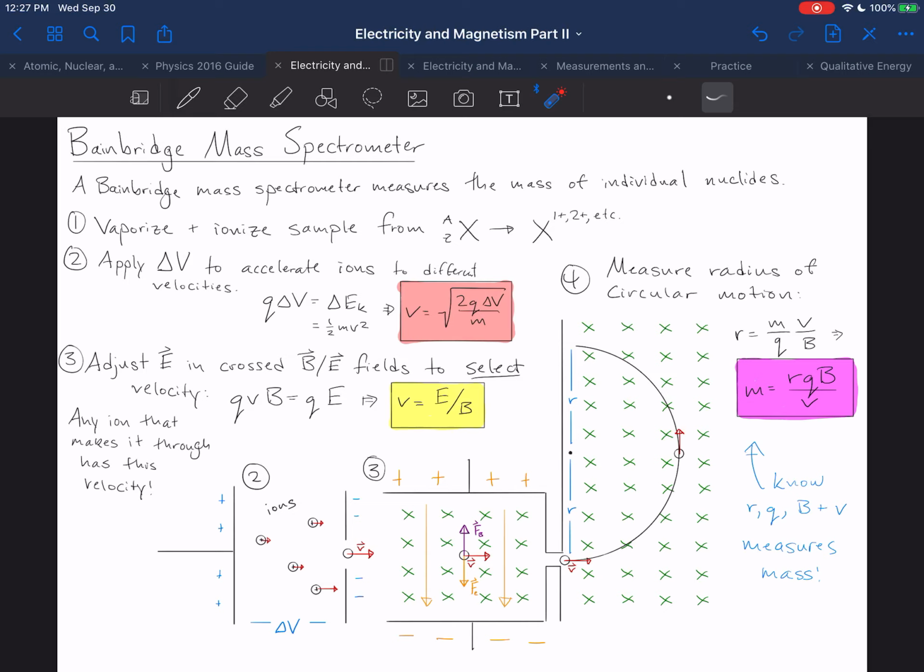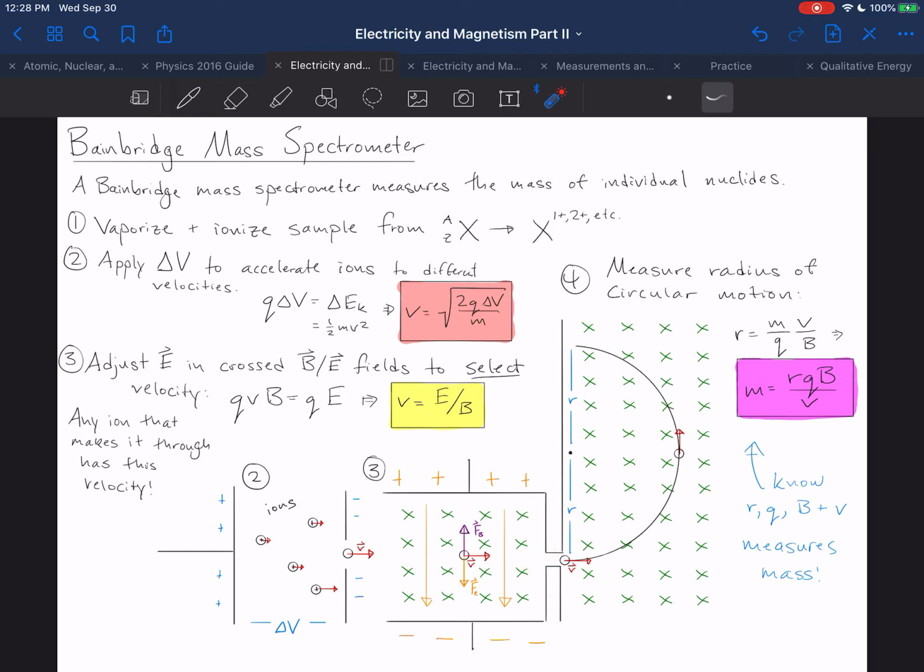This particular component is called a velocity selector because of the following effect. Consider what happens when you have your charged positive ion moving to the right in this region. It feels a magnetic force upwards and an electric force downwards. Consider what happens if it makes it through all the way to the end through this opening.